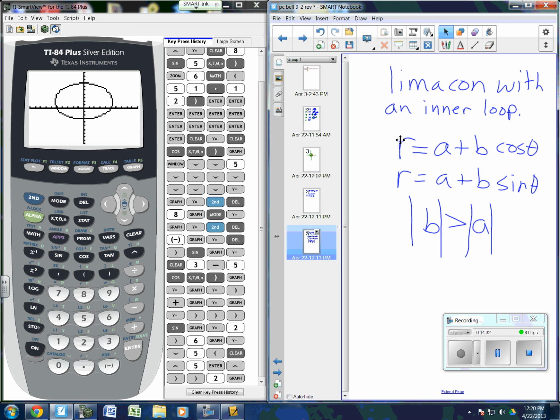Let's see. Okay. Let's do what we call a cardioid.